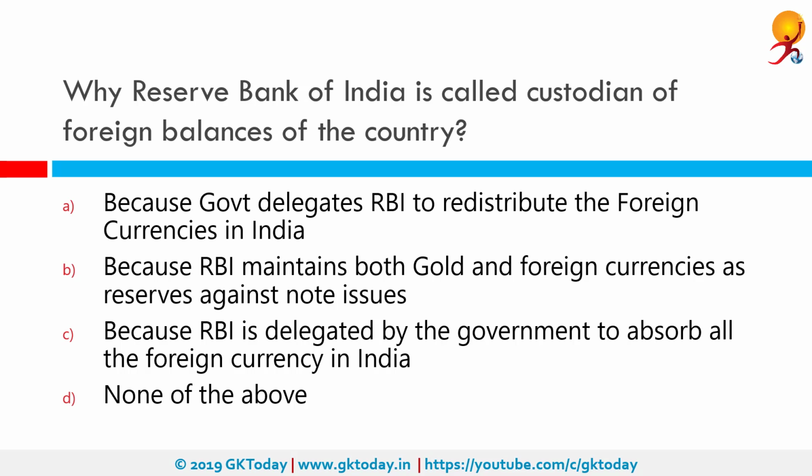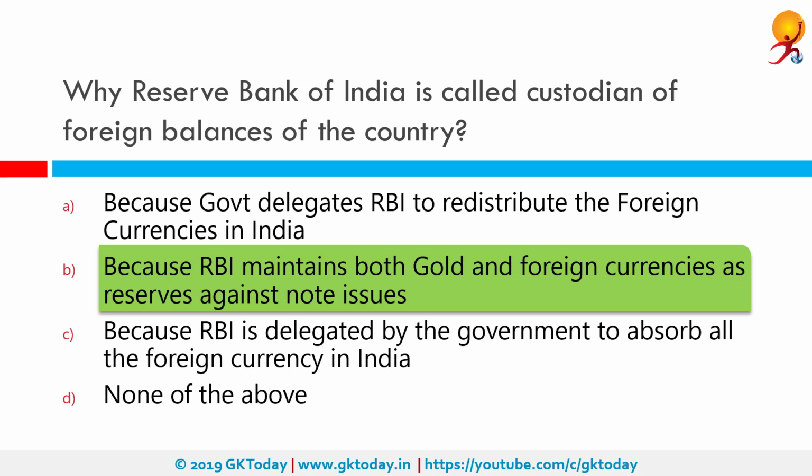Why is the Reserve Bank of India called the custodian of foreign balances of the country? The correct answer is because RBI maintains both gold and foreign currencies as reserves against note issues.